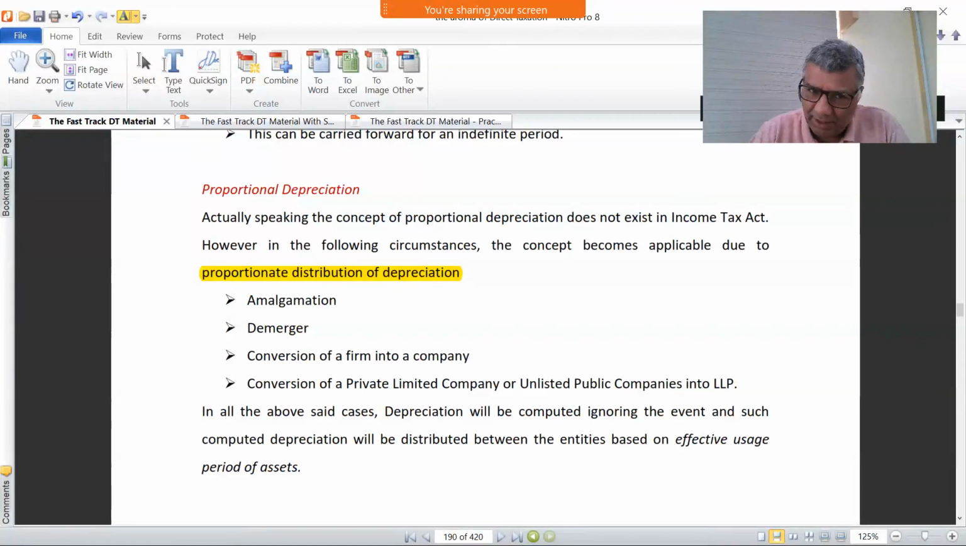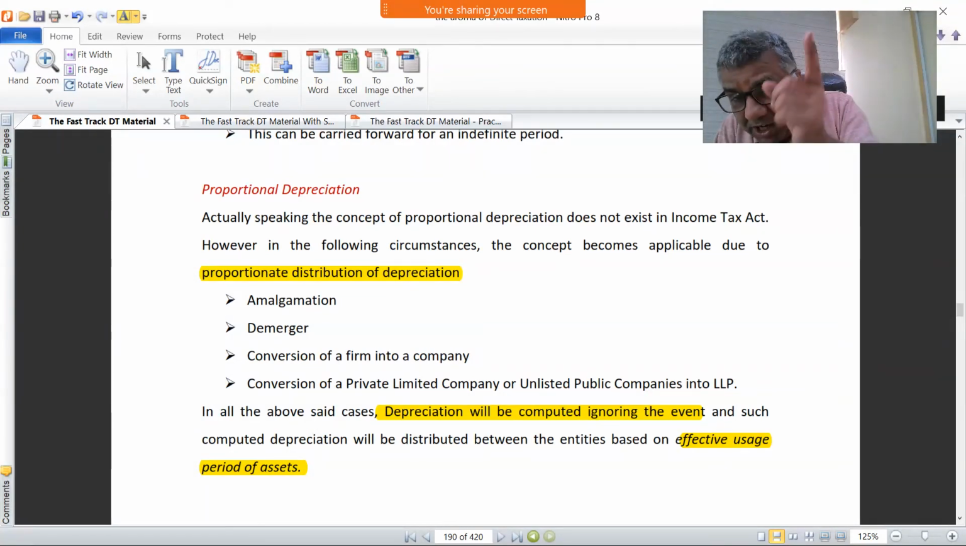Amalgamation, demerger, conversions. In all the above cases, depreciation will be computed ignoring the event. The event did not happen. Normally, how you will compute, complete. And such computed depreciation will be distributed based upon, very highlighting word, the effective usage period of the asset. Very important to understand. Read it once.